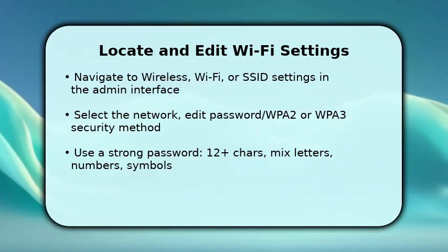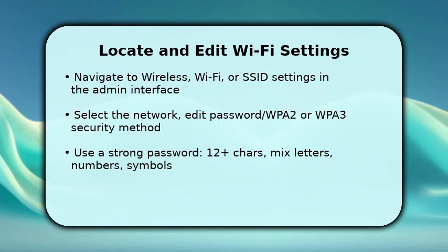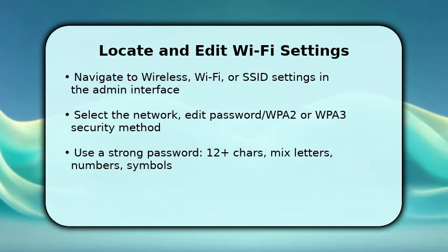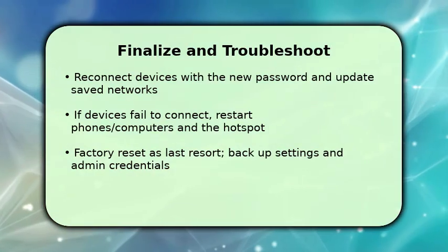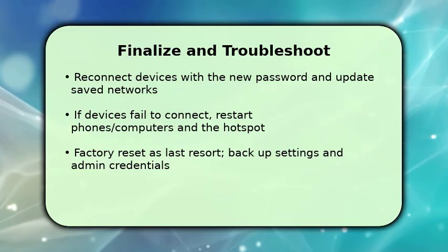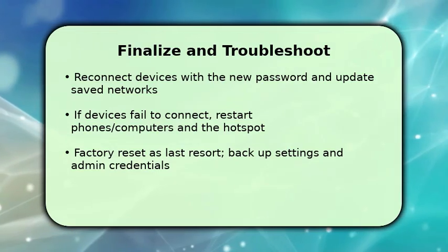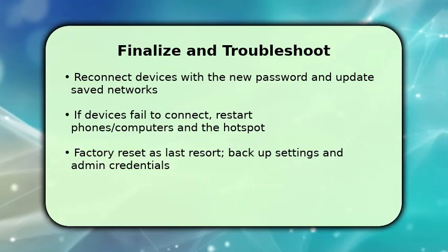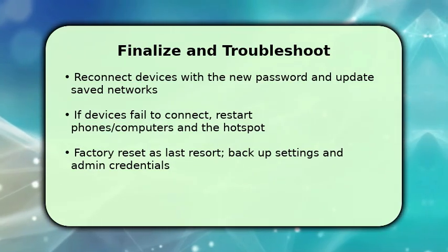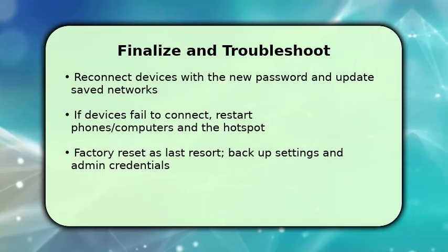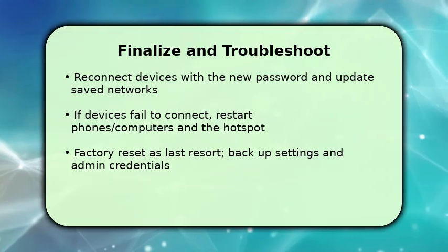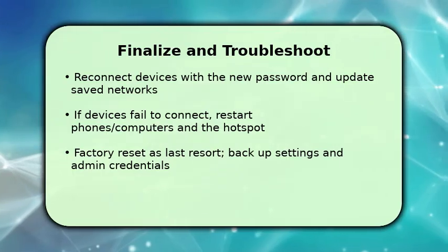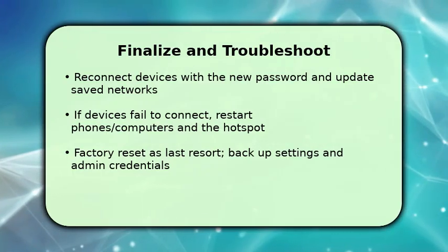Save or apply changes, then wait for the device to restart or reinitialize its radio before testing connections. After saving, reconnect each device using the new password and remove any old saved network entries so they don't try stale credentials. If a device won't join, make sure you type the passphrase correctly and restart both the client device and the mobile hotspot. Simple reboots often clear cache and DHCP conflicts.